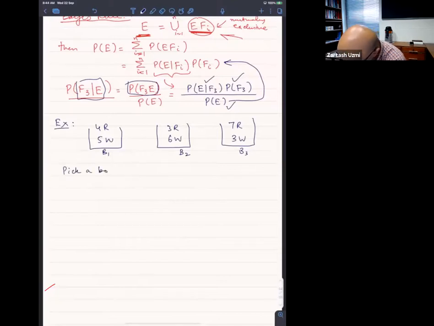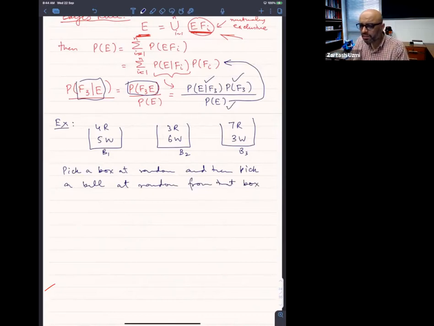Pick a box at random and then pick a ball at random from that box. So you may have realized this is the same kind of situation, where you first pick one of F1, F2, F3, and then pick a ball from it, so E occurs.